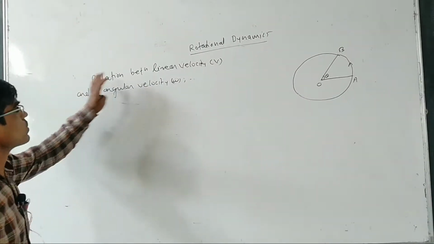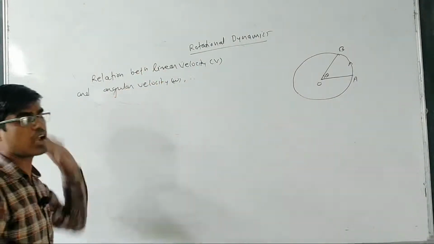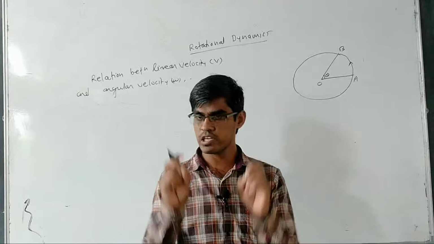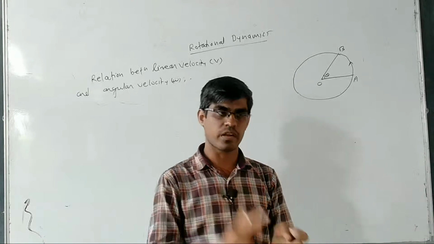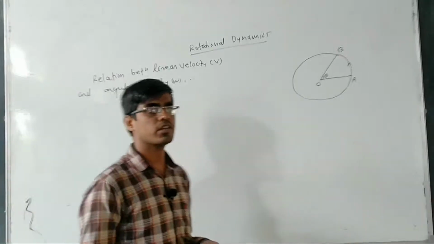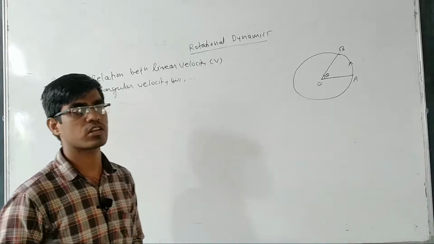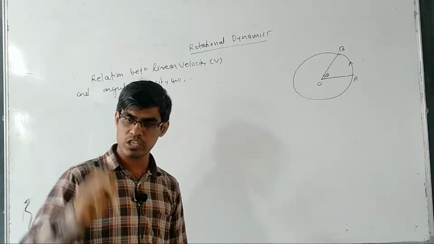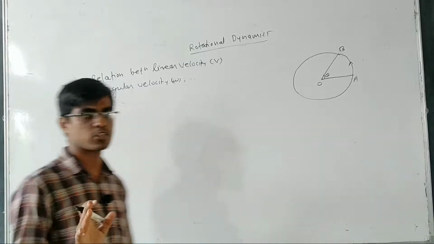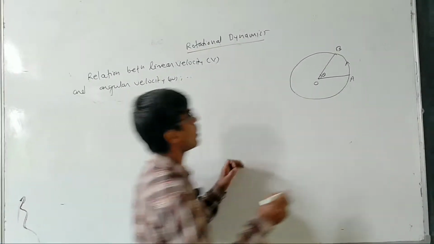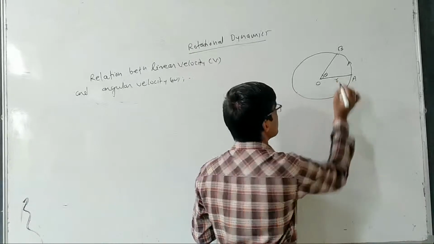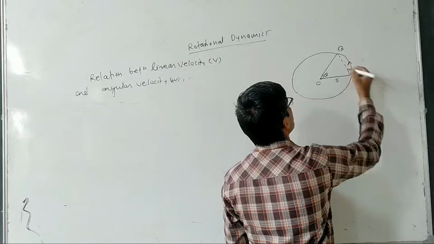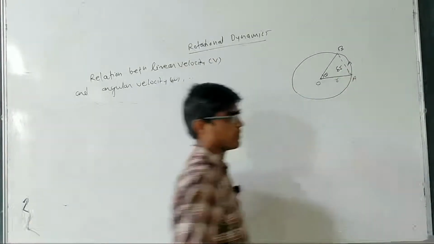Now, according to the definition of linear velocity and angular velocity, what is linear velocity? Linear velocity is nothing but the rate of change of linear displacement with respect to time. So consider r is the radius of the circle and delta s is the change in displacement with respect to time.